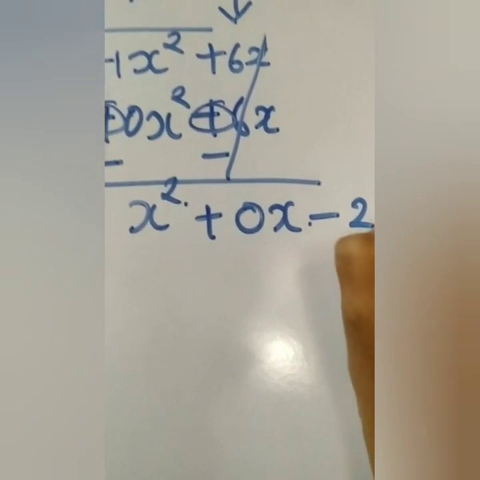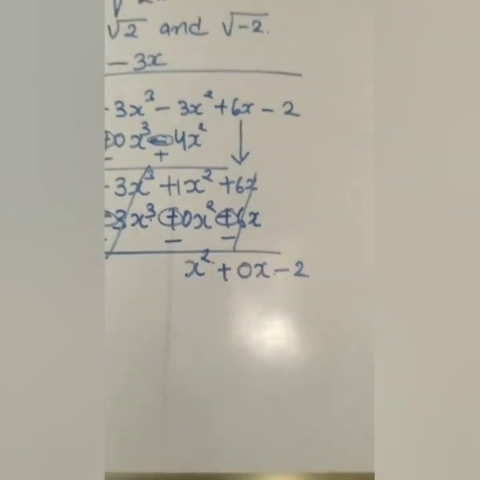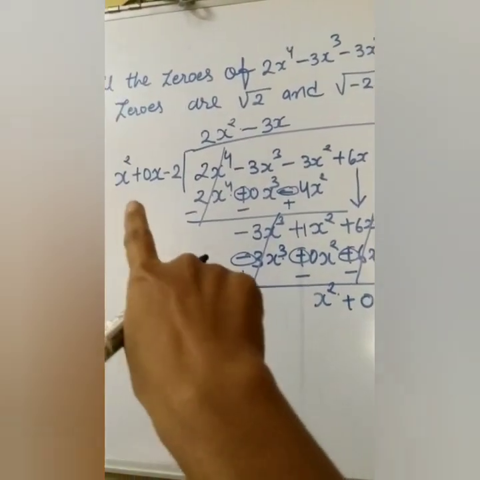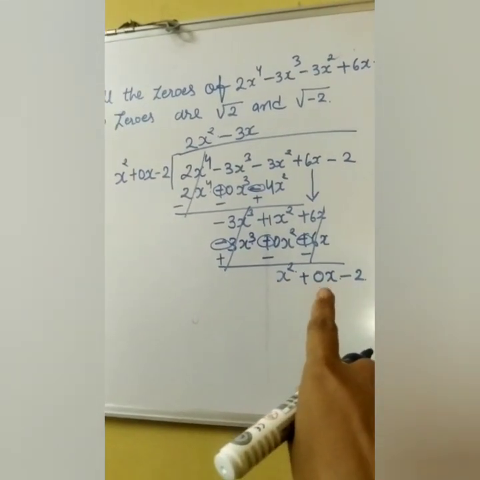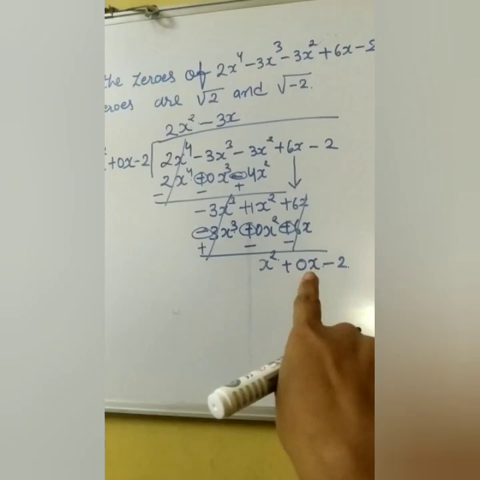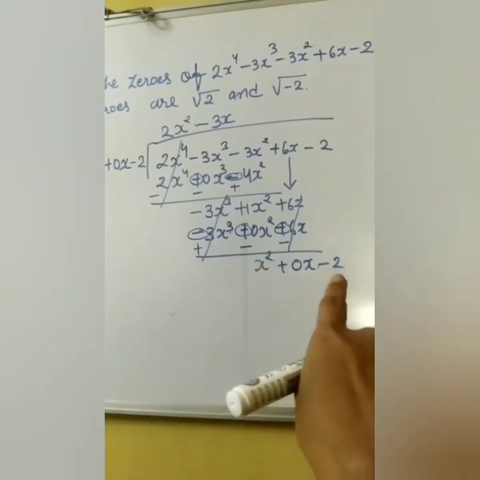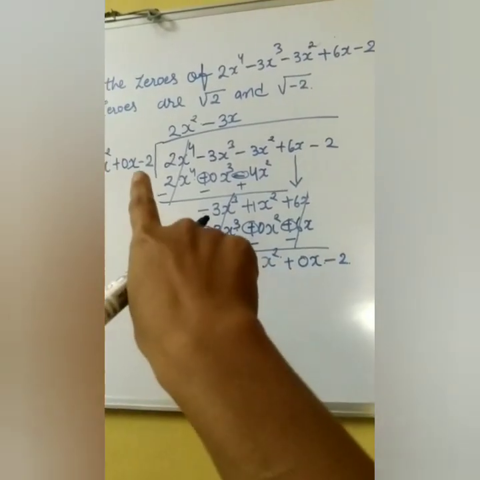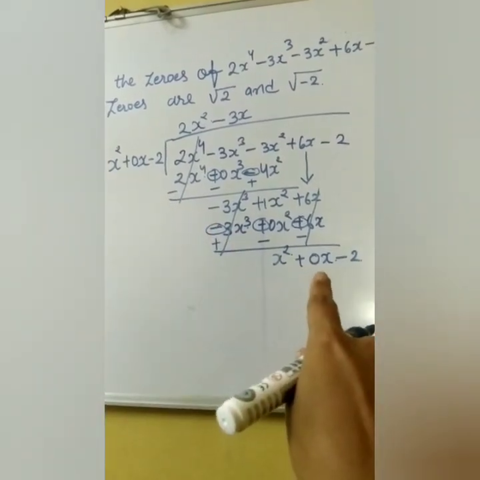To make our mind clear, because here we can see the same thing, it is x square plus 0x minus 2 minus 2. If you are not writing 0x, you will get confused that it is x square minus 2 only. So it is not like that. That's why we wrote it here.